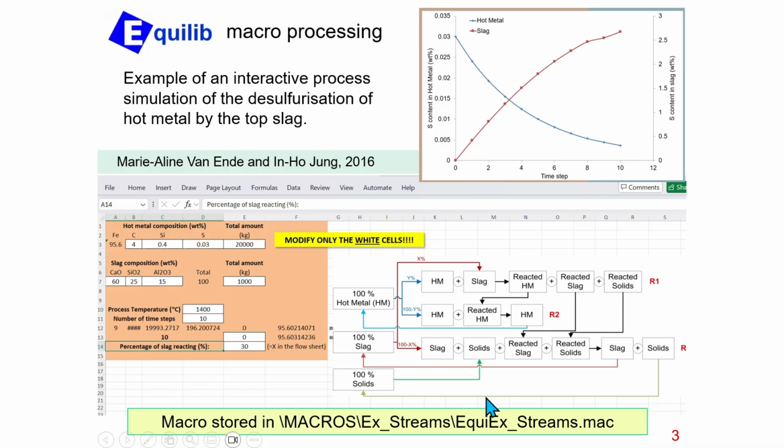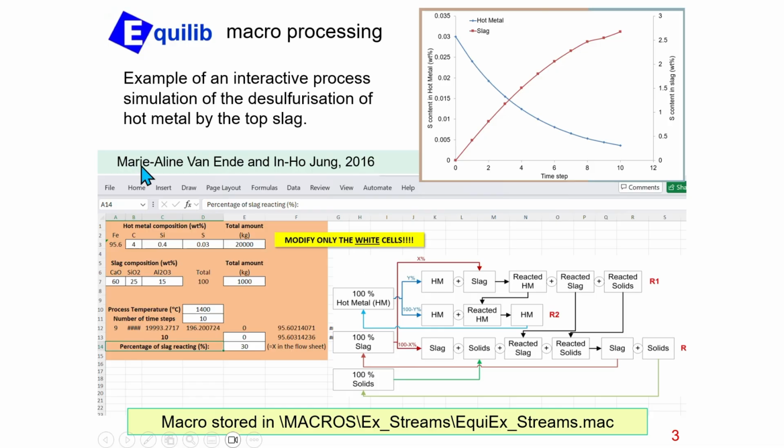If you're interested, this particular macro is stored on your computer. You can find it in the macro section in the Xstream subsection. If you do run it, make sure that your Equilib program is running as its default folder is Xstreams. Now, to set up a macro like this that performs this kind of simulation is not easy. You've got to understand macro processing, and it's not for the faint of heart.